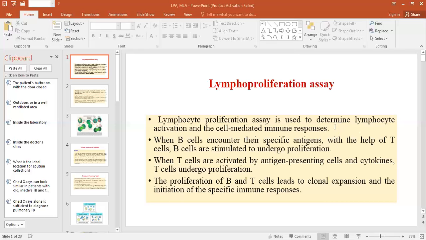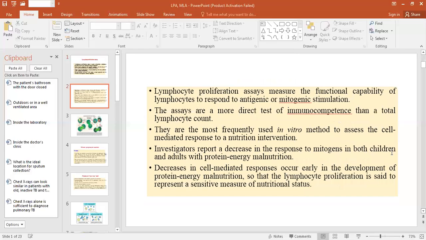So cells that are undergoing proliferation increase their rate of protein and DNA synthesis. The increase in DNA synthesis can be measured by adding a radiolabeled thymidine. So, the lymphocyte proliferation assay actually measures the functional capability of lymphocytes to respond to antigenic or mitogenic stimulations.